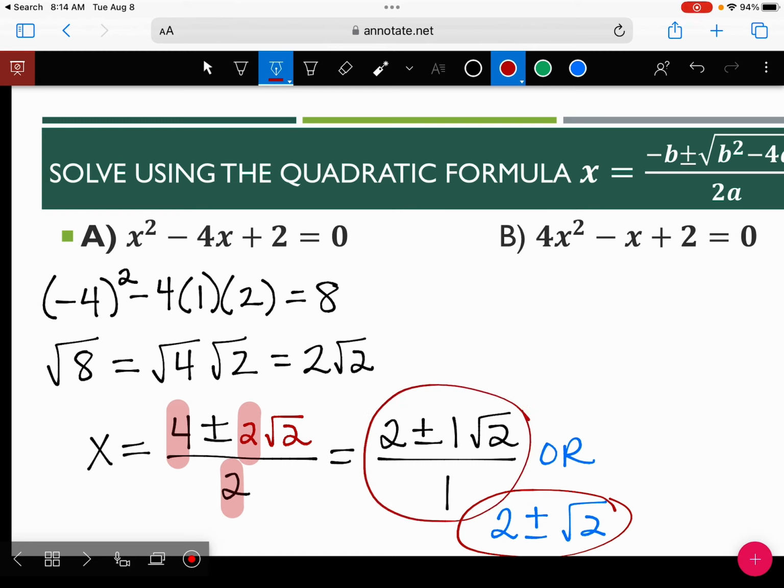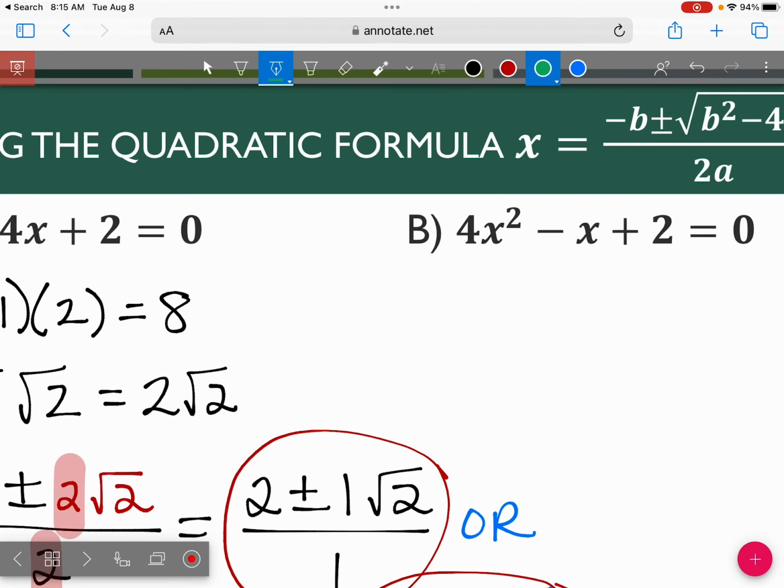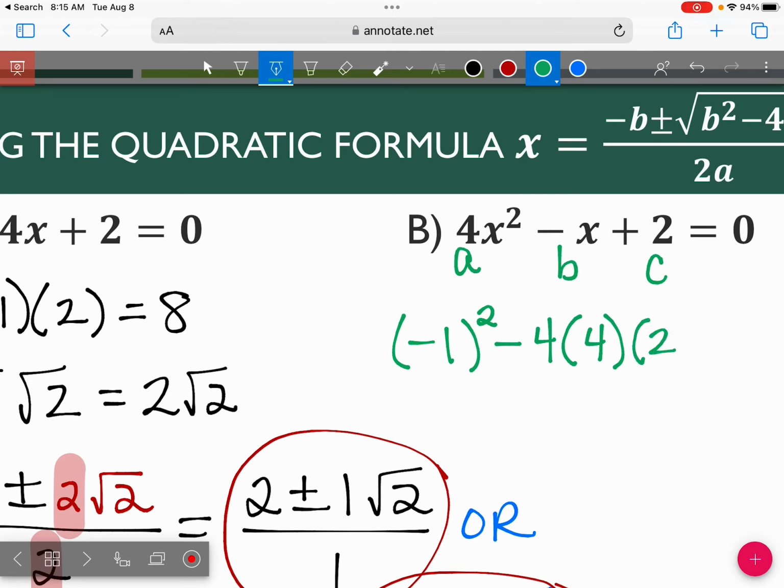So now that we have finished part A, we're ready to go to question B. So everyone find your discriminant. B squared minus 4ac. So A is 4, B is negative 1, and C is 2. So B squared, negative 1 squared, minus 4 times A times C.